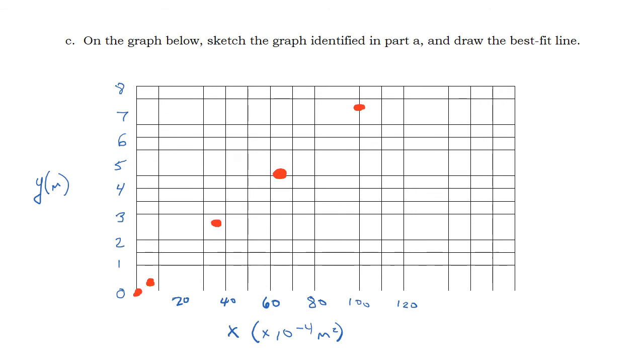So here's how I set up my graph. On the y-axis, I put the height that it attains in meters. On the x-axis, I put how much the spring was compressed in times 10 to the negative 4 meters squared. I'm sorry, this should be x squared. You can see it gives me a nice straight line when I plot my points, and my best fit line would look something like this. You should use a straight edge or the side of your test in order to make a nice straight line.